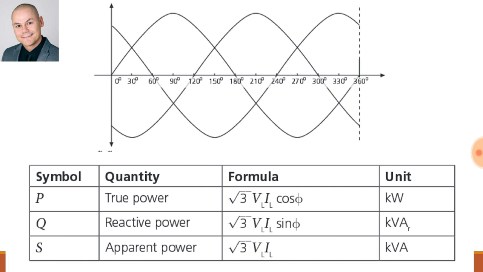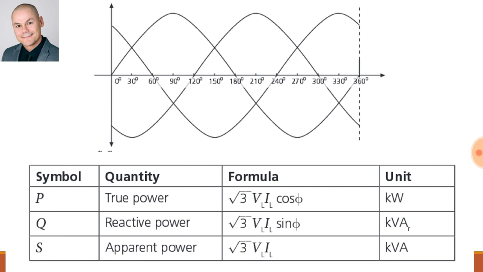The symbol P represents true power. The symbol Q represents reactive power. The symbol S represents apparent power. The unit for true power is kilowatts. The unit for reactive power is kilovolt amps reactive. And the unit for apparent power is kilovolt amps.